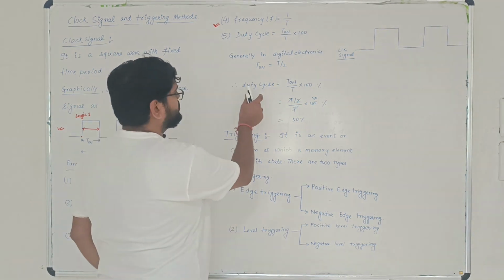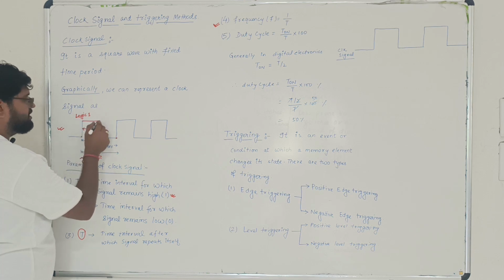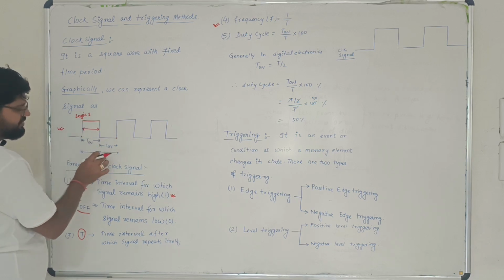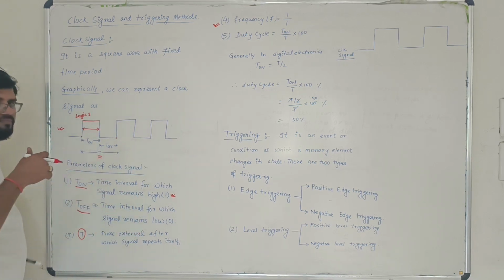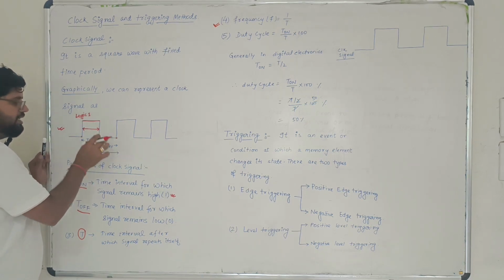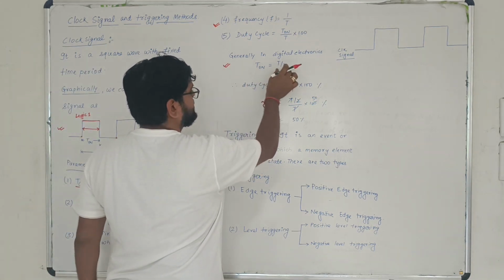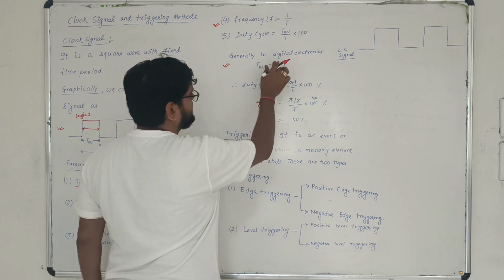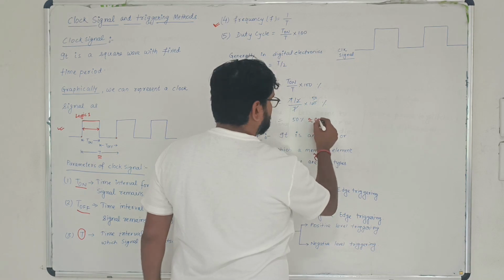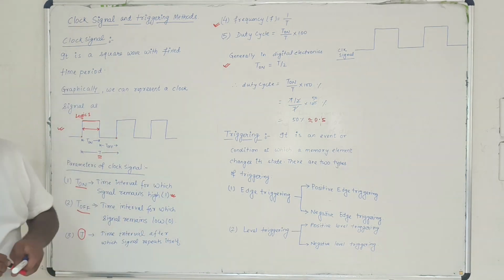And finally, in a general case, whenever we represent any digital signal, we try to keep t on equal to half of the total time interval. In most cases, wherever you see a digital signal, you will find that the time interval for which the signal remains high is just half the total time interval. So I have shown t on equal to t by 2. If you find the duty cycle in that case, it comes out to be 50%, or 0.5. So this is all about the clock signal and its parameters.